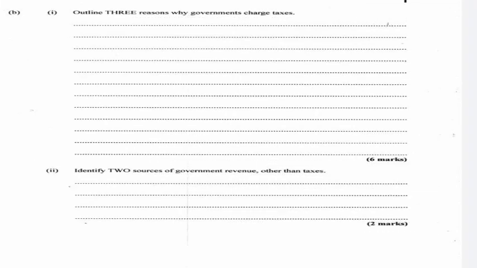Part B. Outline three reasons why governments charge taxes. The major purpose is that they can fund their expenses incurred for education, healthcare, operating government business entities, etc. Second, to curb inflation by reducing the supply of money in the economy and controlling spending, thus reducing inflation.